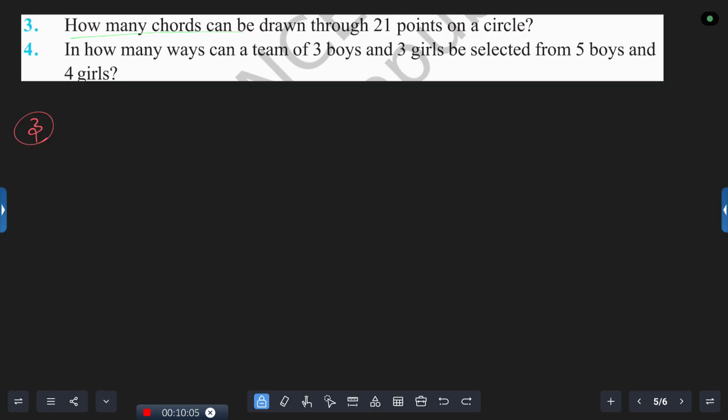So a chord, in the sense, will be inside the circle, 2 points we have to join. The biggest chord, which passes through the center point, is called the diameter. Also a chord. Then for drawing a chord, how many points are required? 2 points are required. So here they said how many chords can be drawn through 21 points. They have 21 points on the circle. Then how many chords can be drawn?